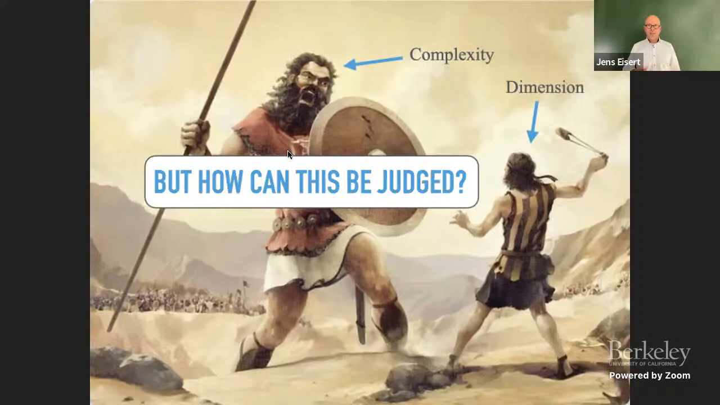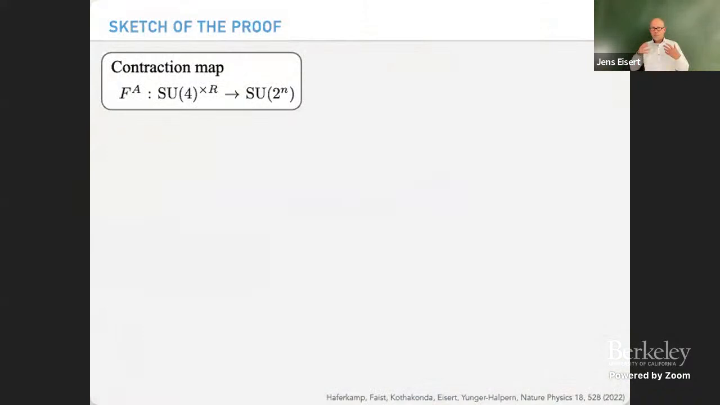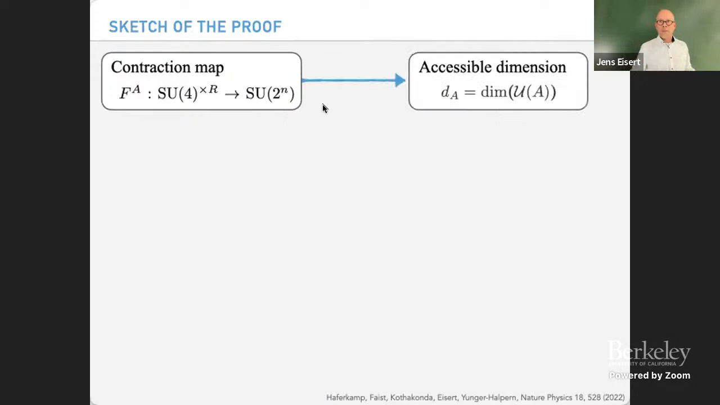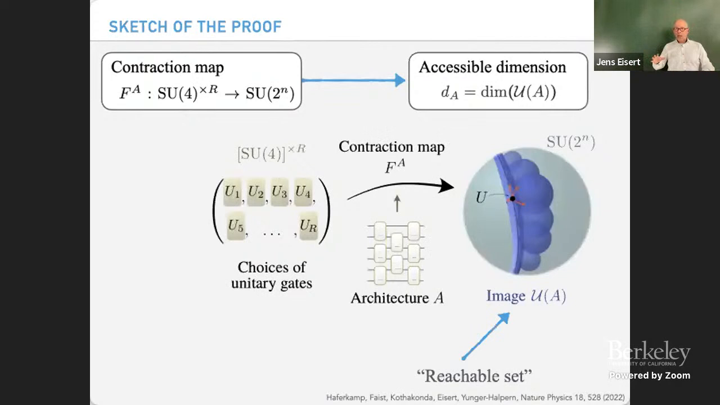And the starting point of this framework that we've been thinking about is the notion of a contraction map. That sounds rather fanciful, but it's the map from our two-qubit quantum gates into the unitary group of n qubits, which just reflects how we place the quantum gates in a given architecture. So we will place these quantum gates in our architecture, and that will be the choice of the unitary gates and the parameters of the gates, and they will realize some unitary in this large dimensional group, as a subset in this large group.